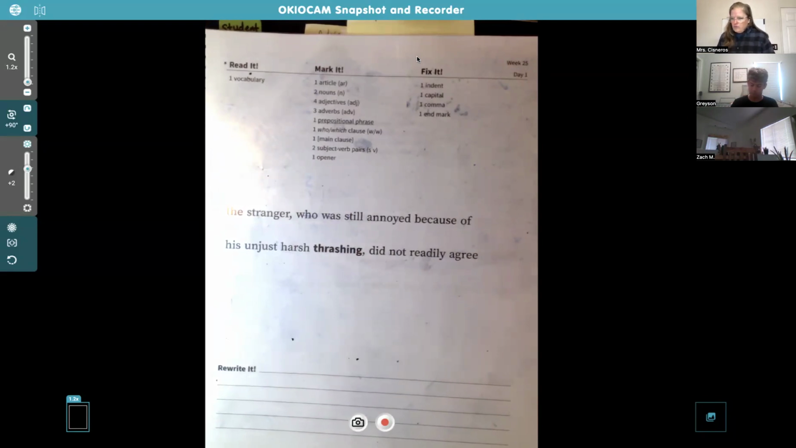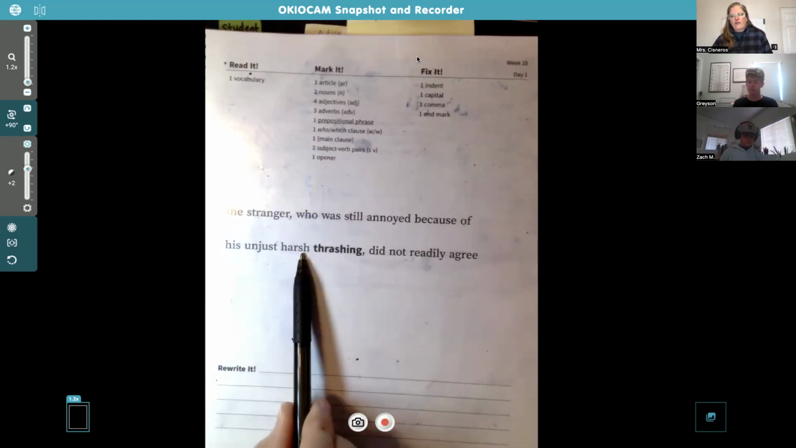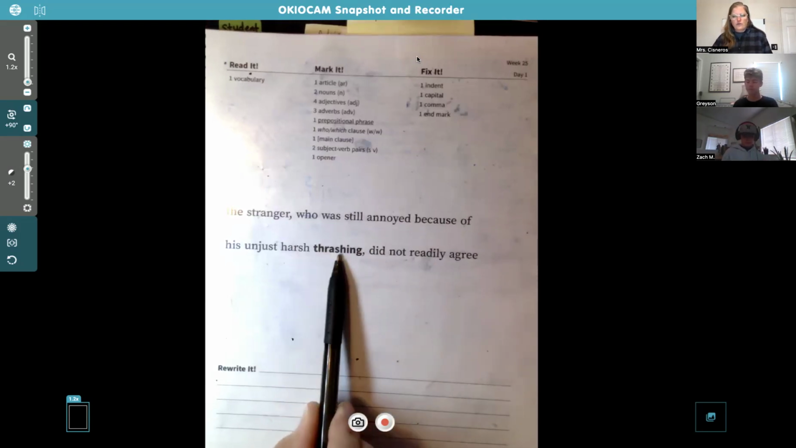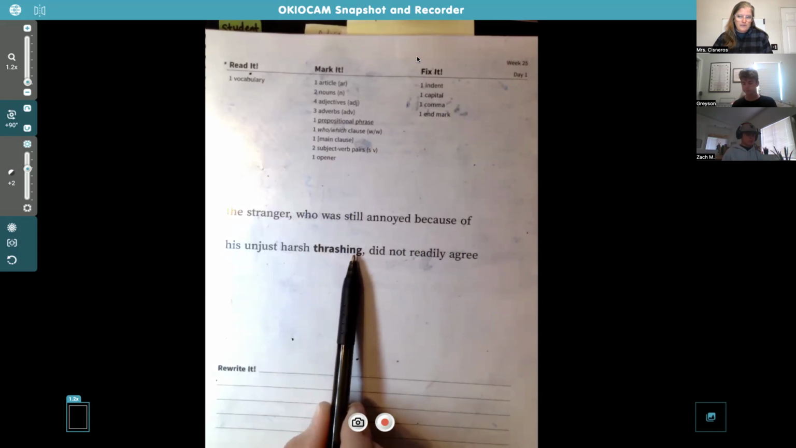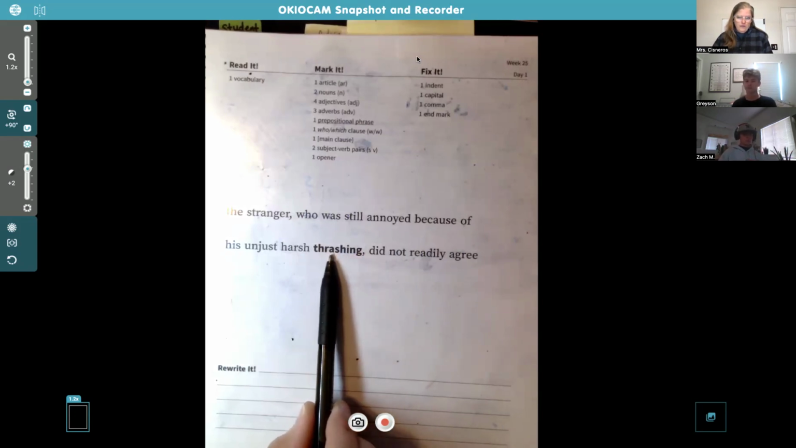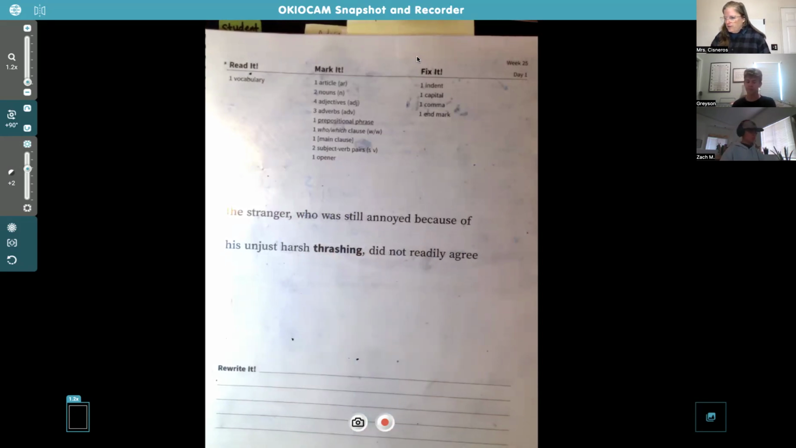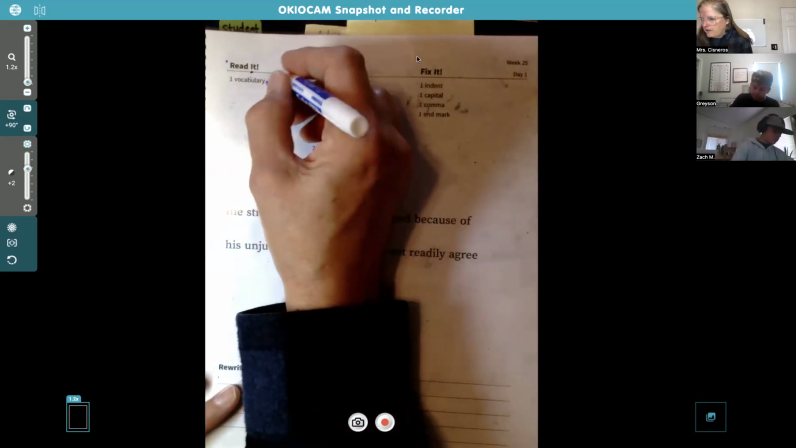It means whipping. It can mean other things too, like if you're thrashing around in the water because you don't know how to swim, it's like you're flailing. But since you have an adjective right before it, harsh, thrashing, this becomes a noun, just to give you a heads up on that, even though it has the ing ending, it's considered a noun, thrashing. Okay, so that is the vocabulary.